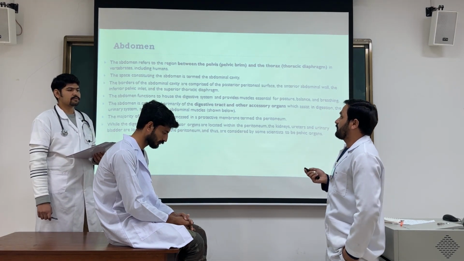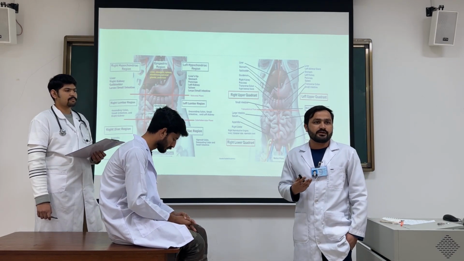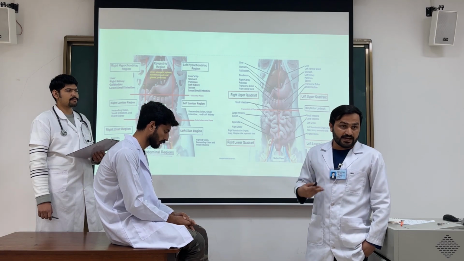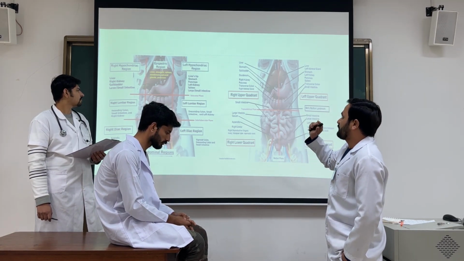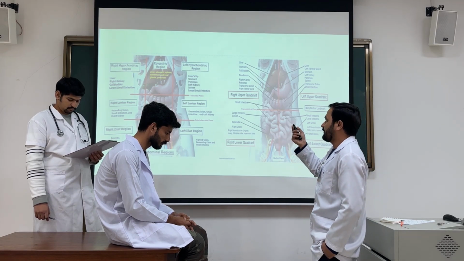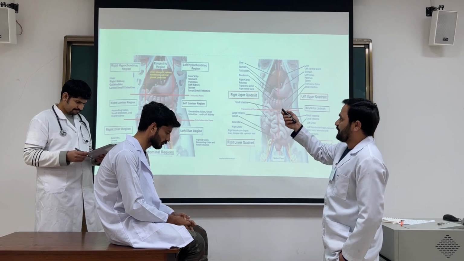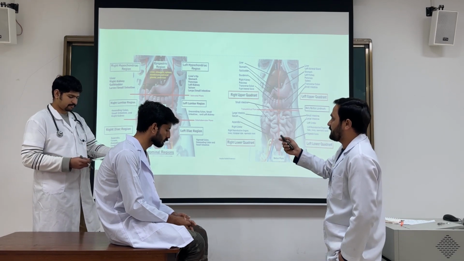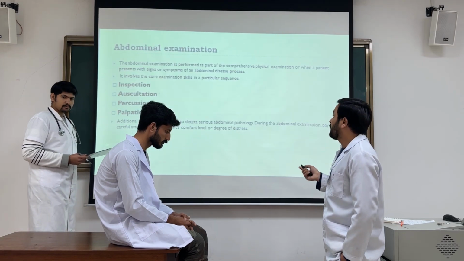Next, we will divide the abdomen into 4 quadrants and 9 regions. The regions are the right and left hypochondrial regions, right and left lumbar regions, right and left iliac regions, and the epigastric region, umbilical region, and hypogastric region. And likewise we have 4 quadrants.